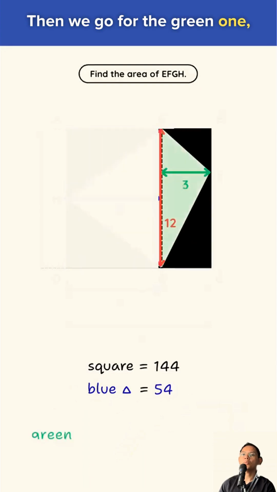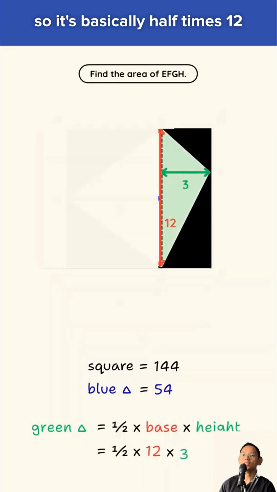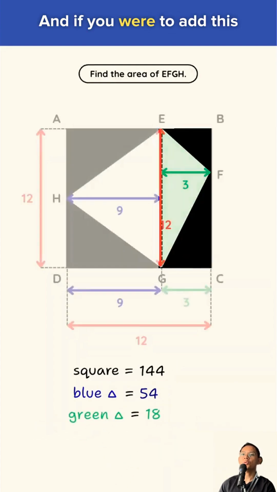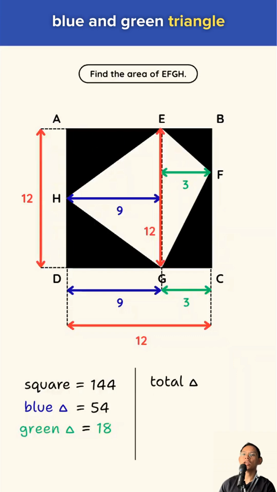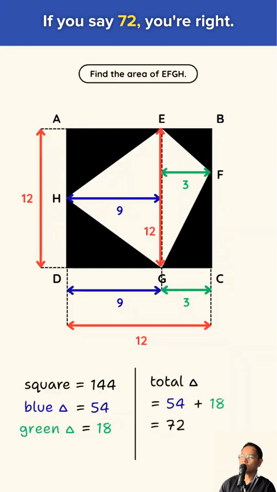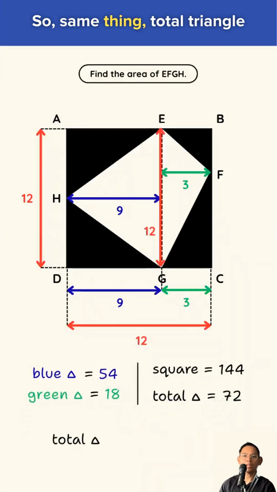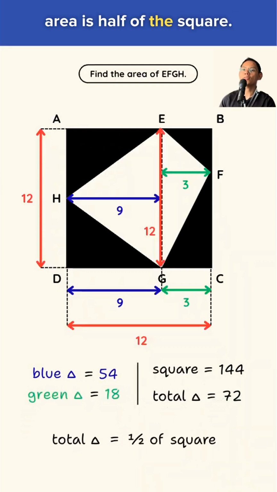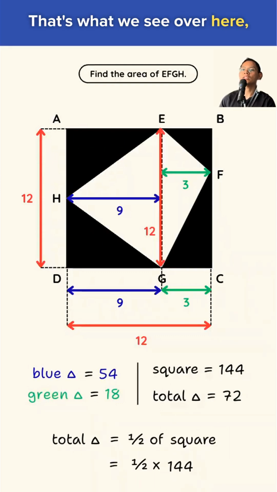Then we will go for the green one. So it's basically half times 12 times the new height, 3. And this will give us 18. And if you were to add this blue and green triangle together, can you guess what's the answer? If you say it's 72, you're right. So same thing, total triangle area is half of the square. That's what we see over here, right?